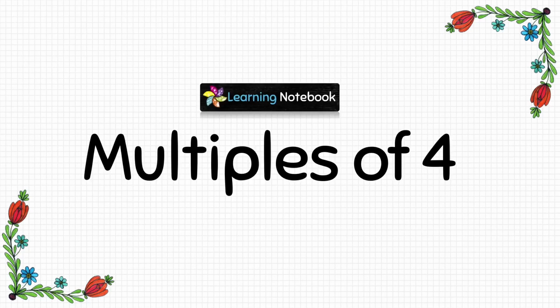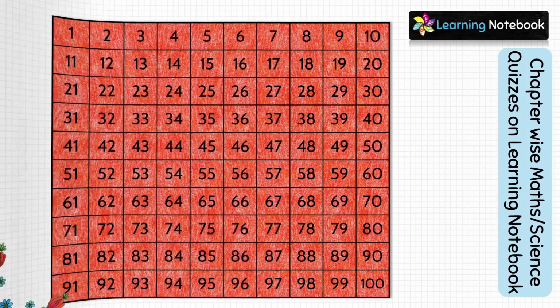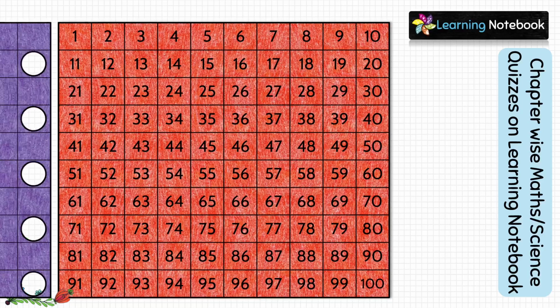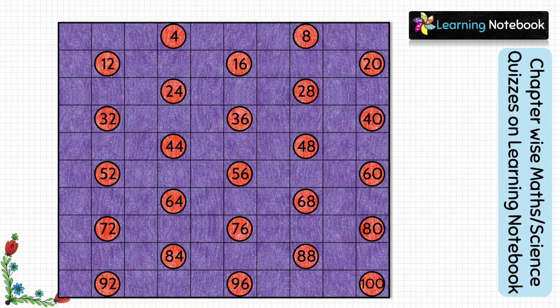Now we will find multiples of 4. For this, let's place the purple grid over the red numbered sheet and we will find the multiples of 4. 4, 8, 12, 16, 20 and so on till 100.